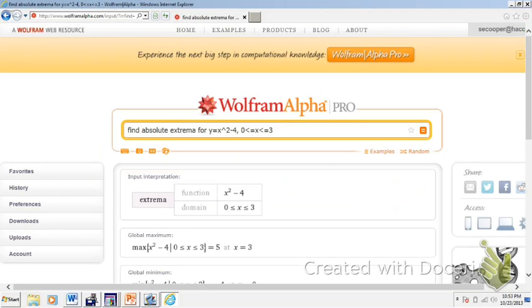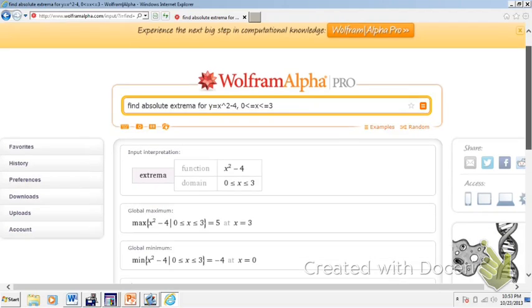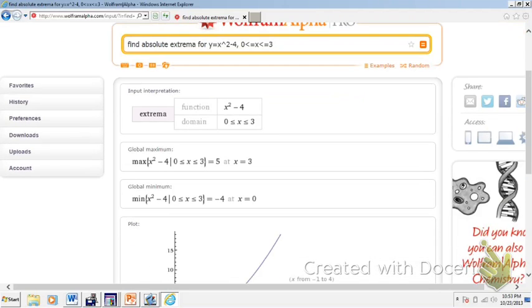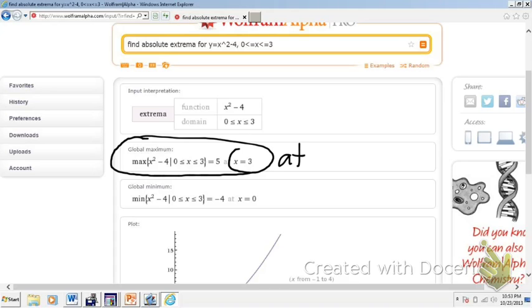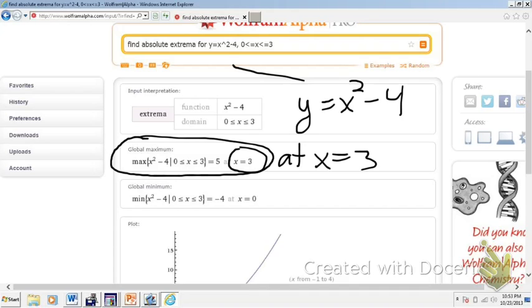There we go. So it says that it's searching for absolute extrema, and what I really like about this is not only will it tell you where the extrema are, it will tell you whether it's a global max or a local max. So you'll see here, look at the language, global max meaning absolute max. So it's telling you, at x equals 3. And again, that's for the function y equals x squared minus 4, but you see how I typed it in there.